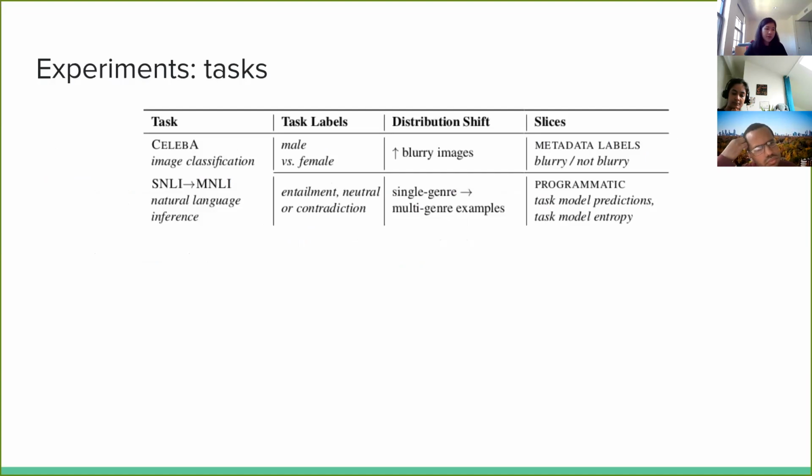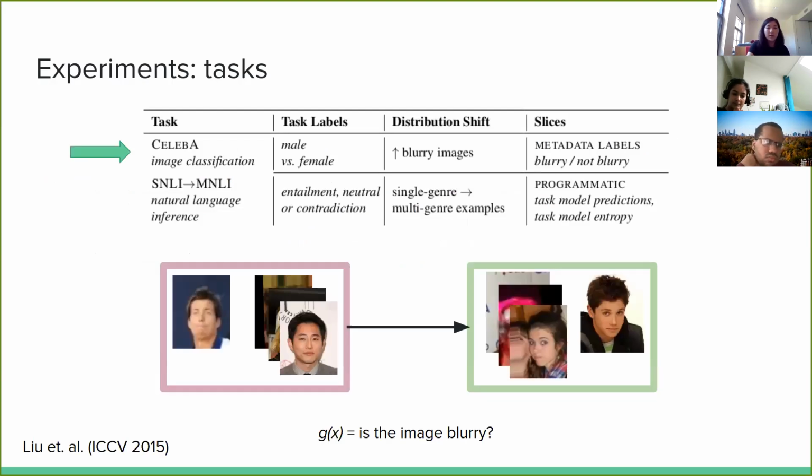So for the experimental results, I'll discuss our findings from 2 tasks. We looked at image classification on the celeb-A dataset, and we look at natural language inference on the SNLI and MNLI datasets. On celeb-A, we're looking at classifying gender, and we consider distribution shift in the proportion of blurry images. We can see the source distribution has very few blurry images, while the target distribution has a lot more blurry images, a lot fewer clear images. And we're also constructing slices here based on the metadata itself about the image being blurry or not, which is available to us in the celeb-A dataset.